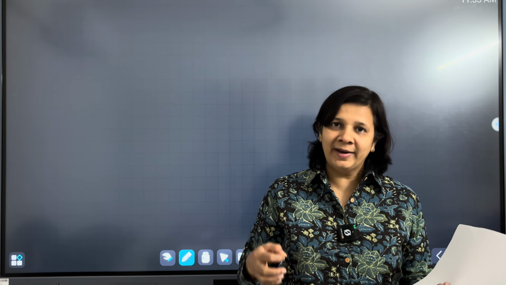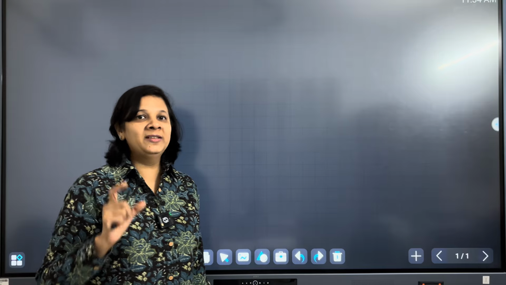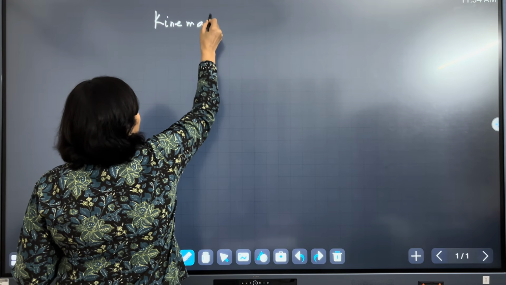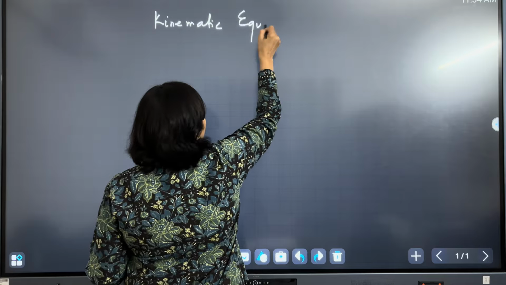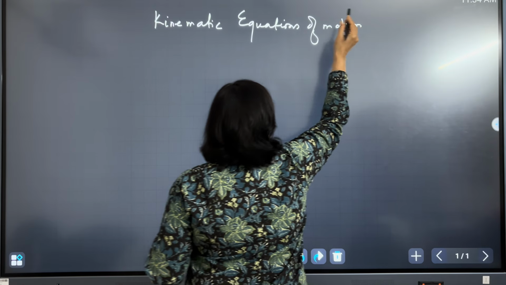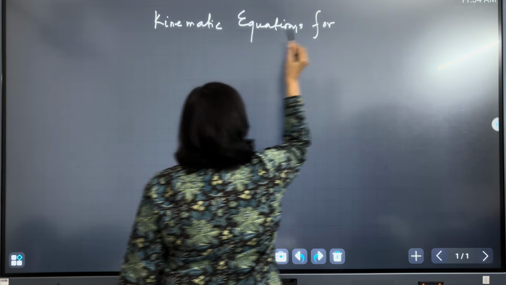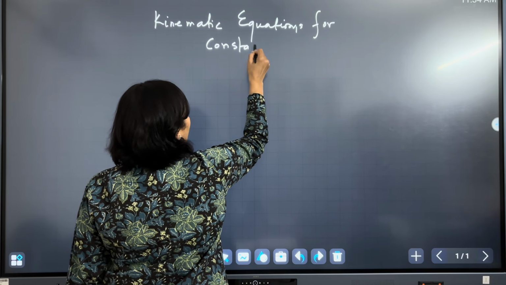We need to write the kinematic equations. The most important point to note is that these kinematic equations, which I am going to write, will be valid only for the constant acceleration, because in order to prove that from the beginning I will assume that. Okay. So kinematic equations for constant acceleration. Okay, this is a very important point.